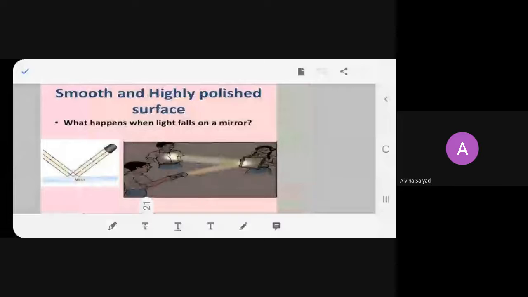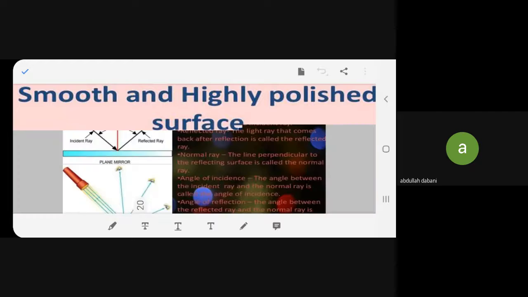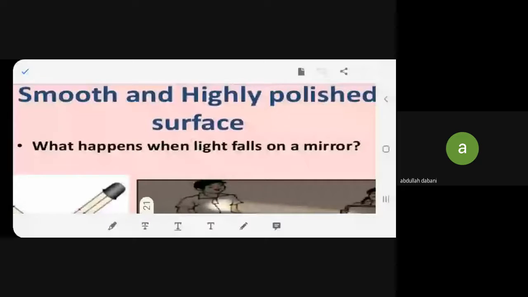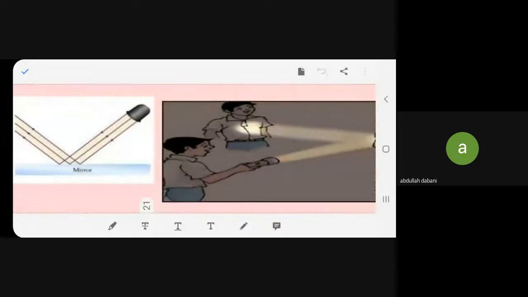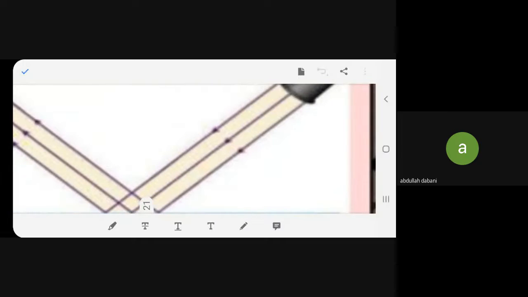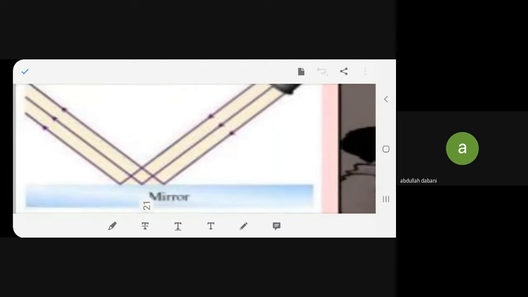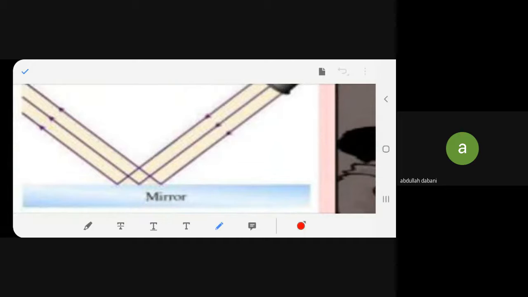We talk about smooth and highly polished surfaces. What happens when light falls on a mirror? Now this is a smooth surface. Can you see this better? Hello, girls. Can you see this? This is a mirror, right? This is a mirror.